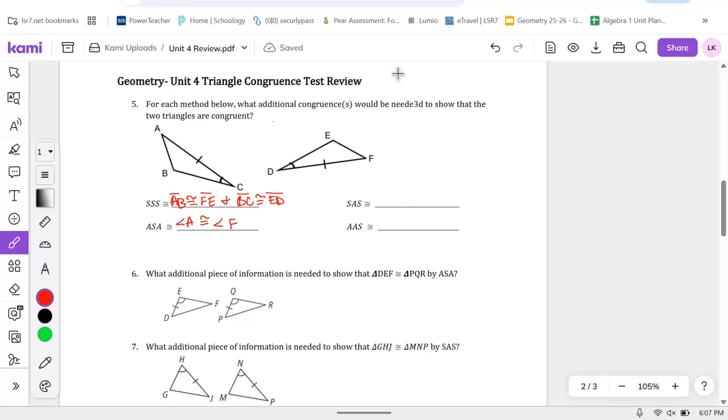Well, we have an angle and a side, so it has to be a sandwich: side, angle, side. So BC, and then we have side, angle, side. So we'd have to know that BC is congruent to ED. And then finally we have angle, angle, side.